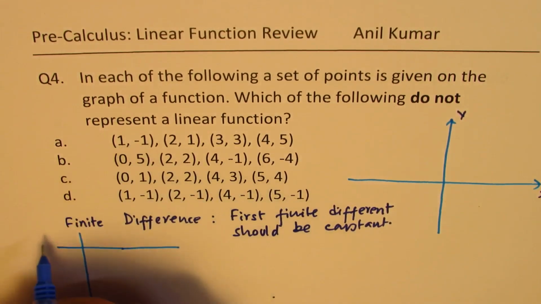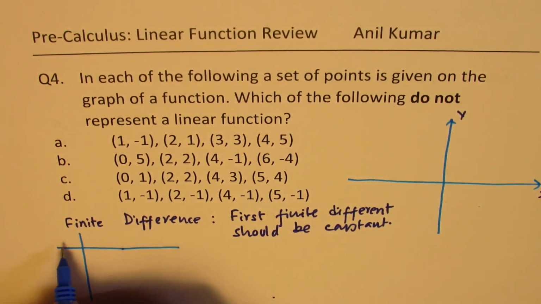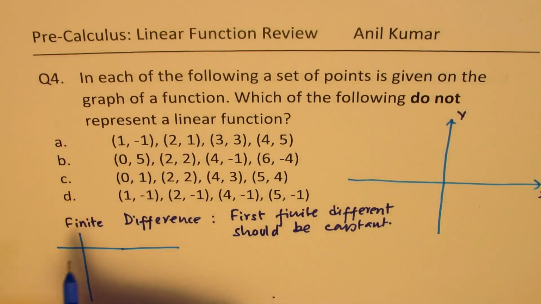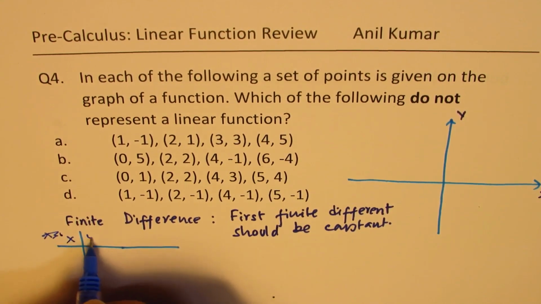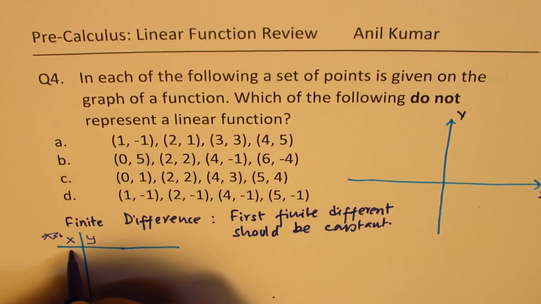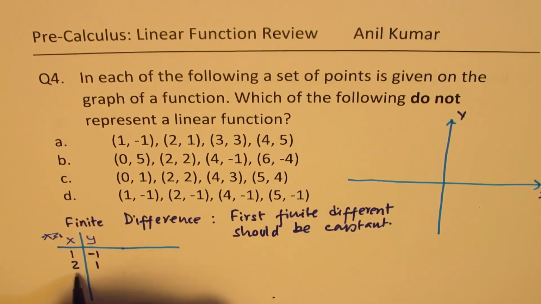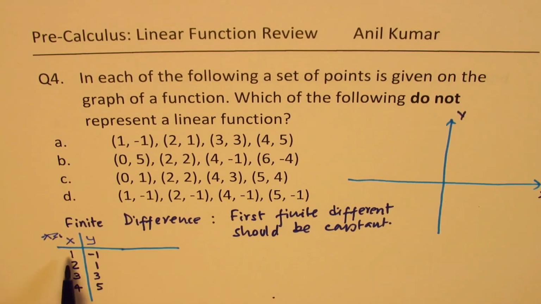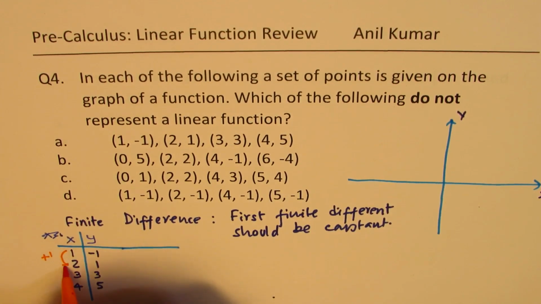So we have these x and y values. What I will do here is write the x values here and the y values here for the first one. So it is 1, and here 1 minus 1. We have 2, 1, 3, 3, 4, 5. Correct? Now we see that the x values are increasing by 1.